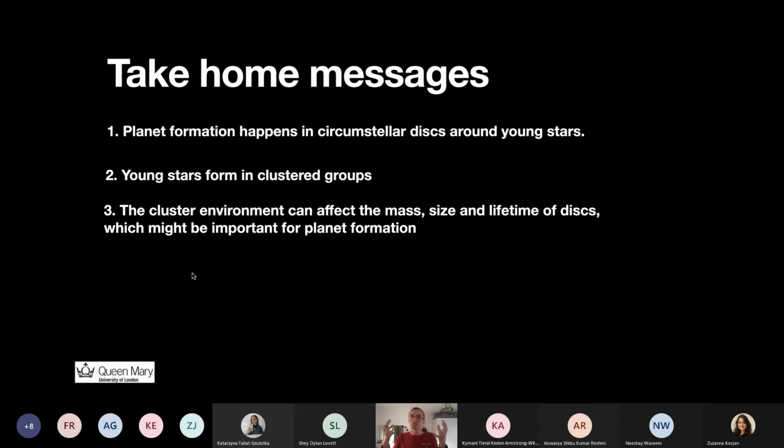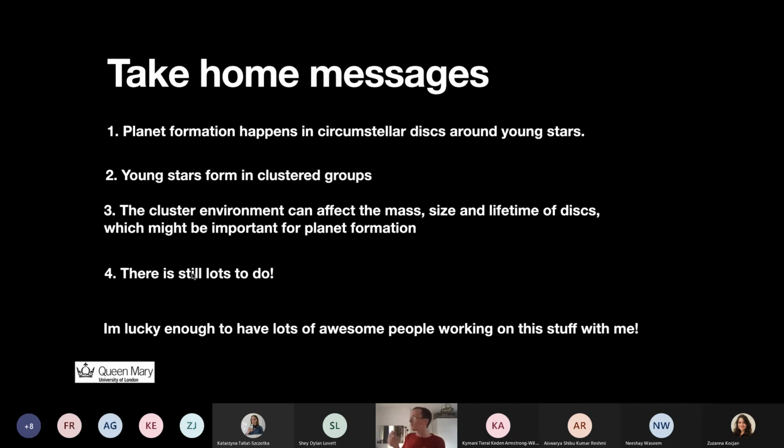And those big groups can affect that planet formation process, either through gravitational interaction or by radiation. And that can limit the mass, the size and the lifetime of disks, which may or may not be important for planet formation. And that links to point 4, which is there's loads to do. And I'm lucky enough that through a whole range of career stages from undergraduate through to postdoc, I've got a lot of good people working on this stuff with me, which is really nice.